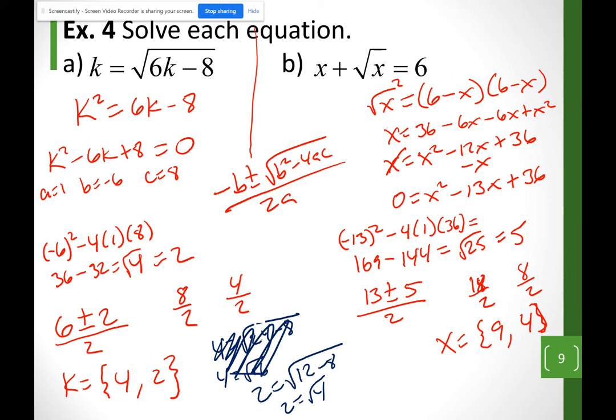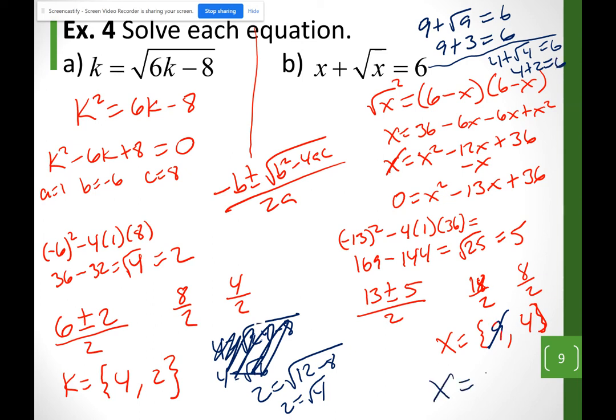Let's see if 9 works. 9 plus the square root of 9 is equal to 6. It's 9 plus 3 equal to 6. Oh, nope, that doesn't work. How about 4? 4 plus the square root of 4 equal to 6. It's 4 plus 2 equal to 6. Yeah, that works. So here, I'm just going to have that x is just 4. The 9 did not make sense.